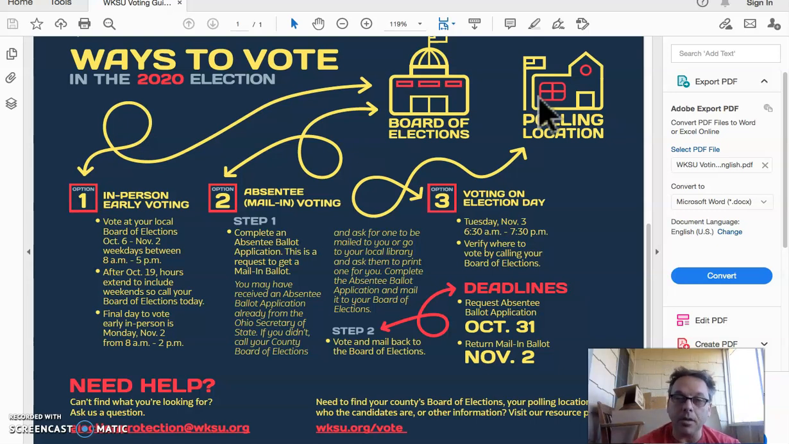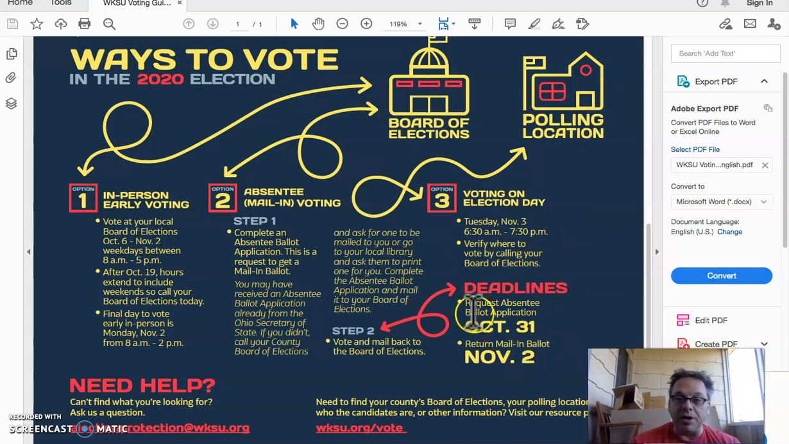Okay. Always verify, just like over here, where to vote by calling your Board of Elections. You can call them, you can tell them where you live, you can make sure you're registered, all of that, and they will tell you the address of the polling place for you, right, if you're going to vote on Election Day.